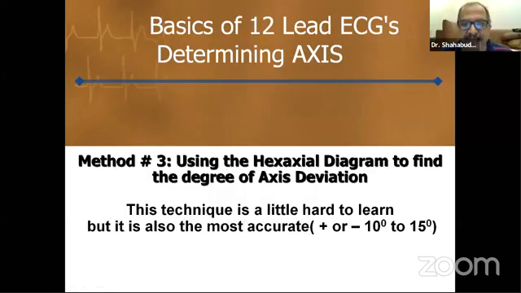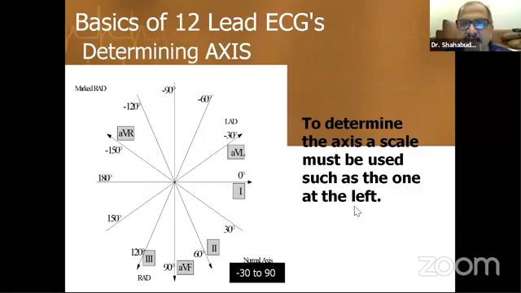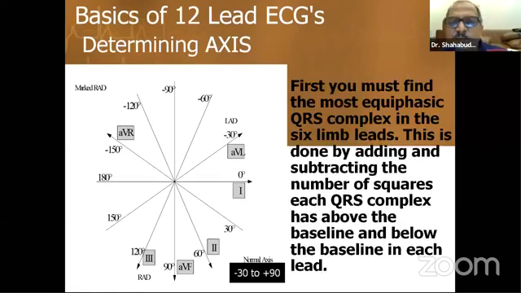And by using the hexagonal system to find the degree of axis deviation, this is a bit easy, but you may think it is a bit clumsy. It is not clumsy like that. To determine the axis, first you will have to find the most equiphasic QRS complex in the 6 limb leads. This is done by adding and subtracting the numbers of squares of each QRS complex above the baseline or below the baseline in each lead.